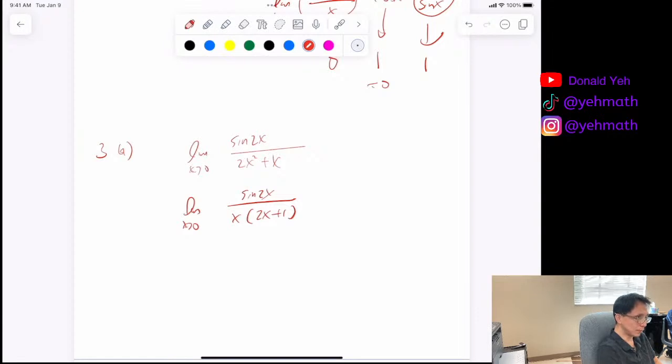Now, what do you see? What does it need there? You need what? A 2. So can I multiply by 2 over 2? And this becomes what? 1. And what happened? You got 2 over 2 times 0 plus 1. The answer is 2.